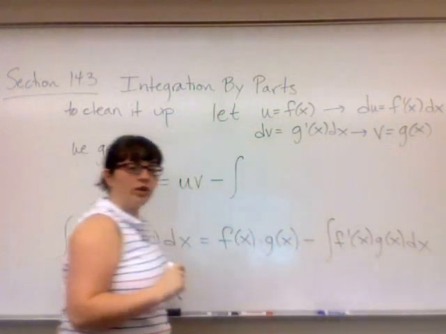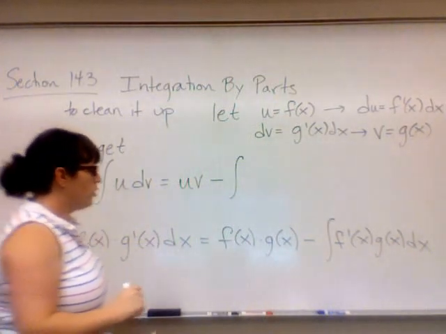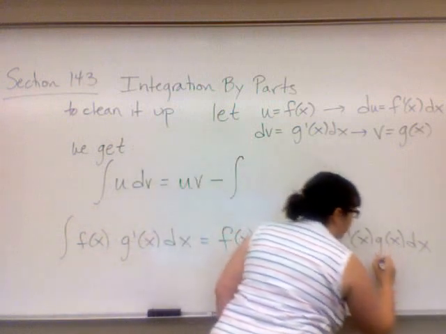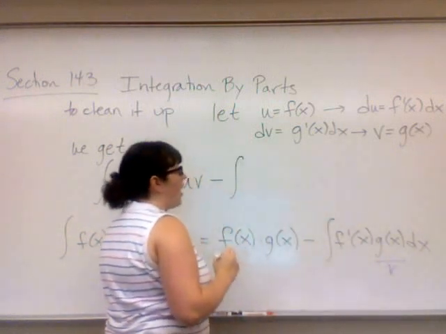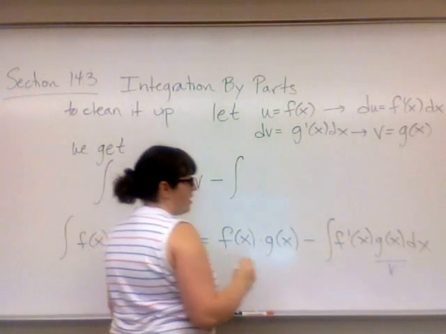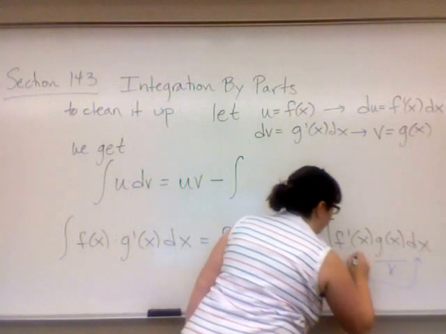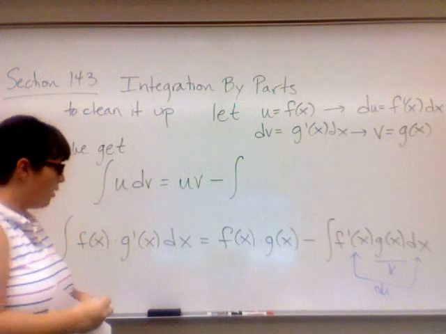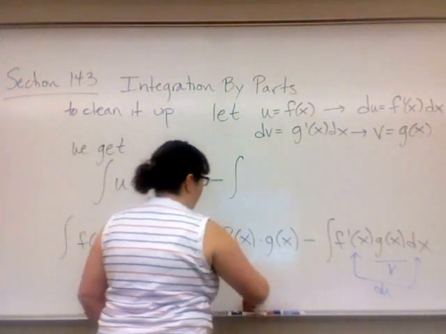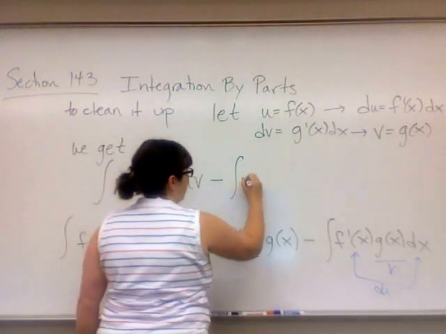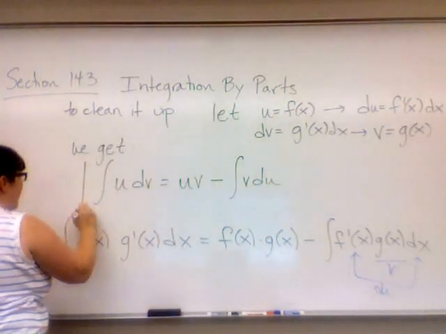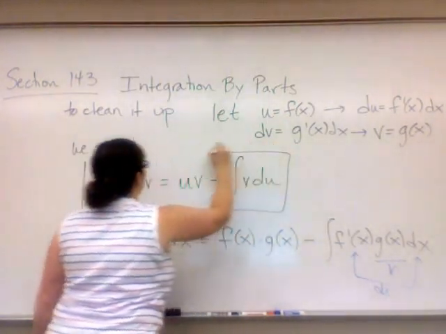Okay, well a little bit of reordering in that integral would show me that I have a couple of pieces here. G of x is just v. F prime of x dx is du. Right? So what that means is that this second antiderivative here is actually just v du. Okay? And this is the technique of integration by parts.